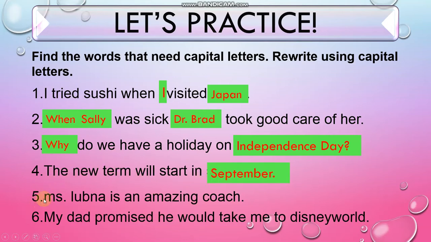Number 5. Miss Lubna is an amazing coach. Now, what did I do wrong here? I had to start off with capital letters, not just because it's the beginning of the sentence, but also because it's the title, Miss, and then the name of the person, Lubna. I have to capitalize my L. So, Miss Lubna is an amazing coach. Now I have it right.